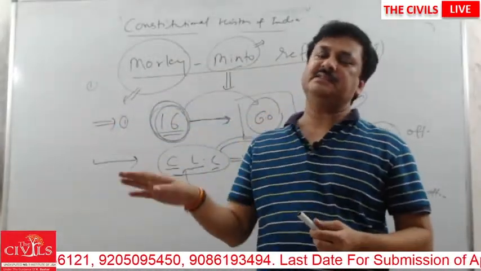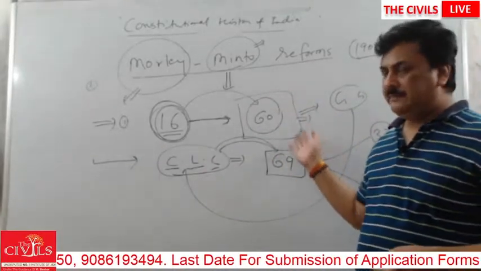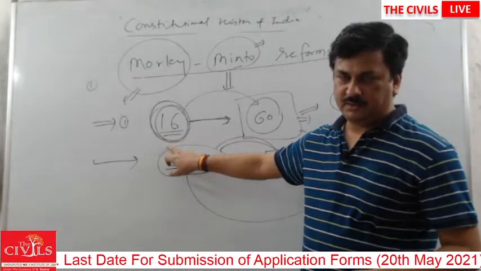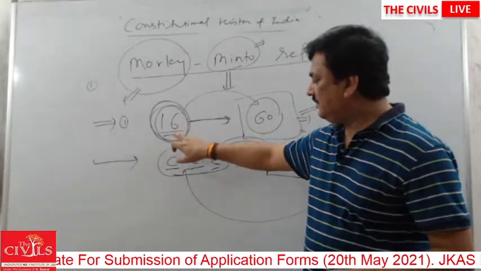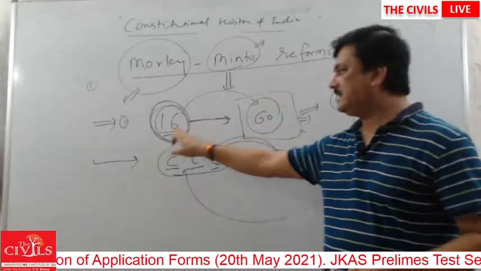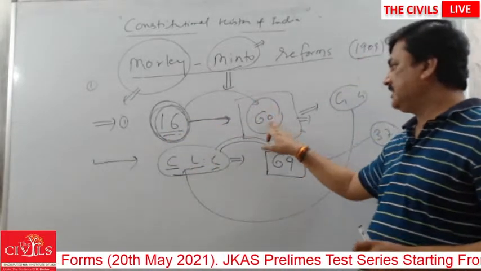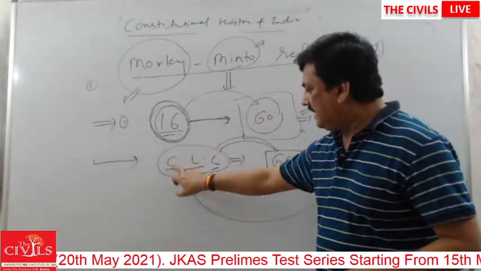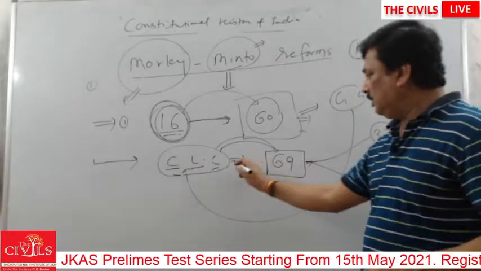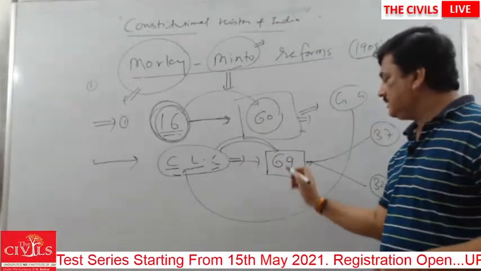So remember one thing, the first point was that this act enlarged the size of the Central Legislative Assembly as well as the Provincial Legislative Assembly. The Governor General Council was also enlarged, and the number was raised from 16 to 60. Earlier there were 16 members in the Governor General Council, but now this number was increased to 60. The Central Legislative Council was also enlarged, and the total members after the passage of this act was 69.